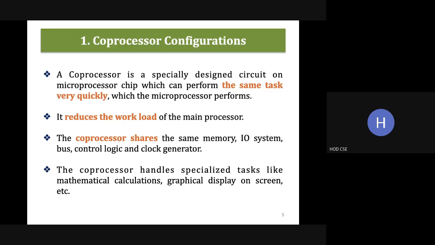The coprocessor is used to perform all the mathematical operations. Suppose the 8086 encounters an addition, subtraction, multiplication, or division instruction. That instruction will be given to the coprocessor. The coprocessor will execute that instruction, and the output will be given to the main processor. Like this, the same task can be completed very quickly and it reduces the workload of the main processor. The coprocessor can handle the mathematical calculations or also the graphical display on the screen. All this will be controlled by the coprocessor.